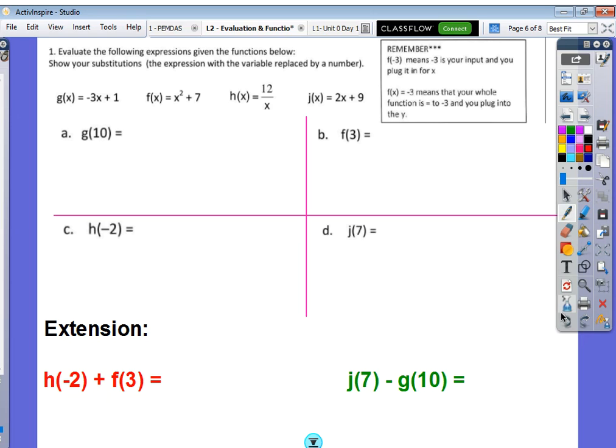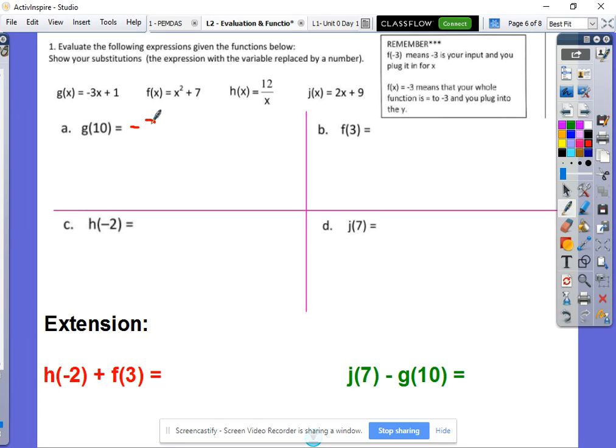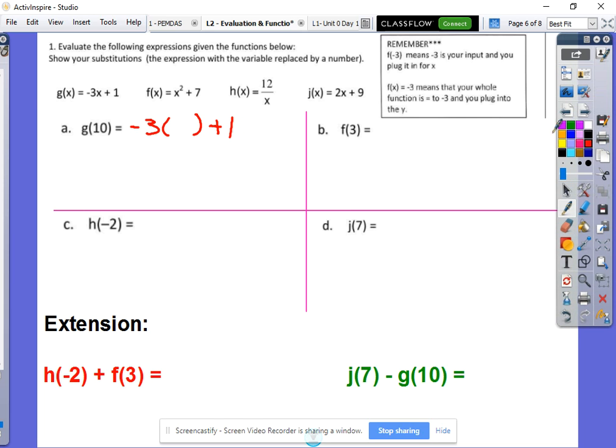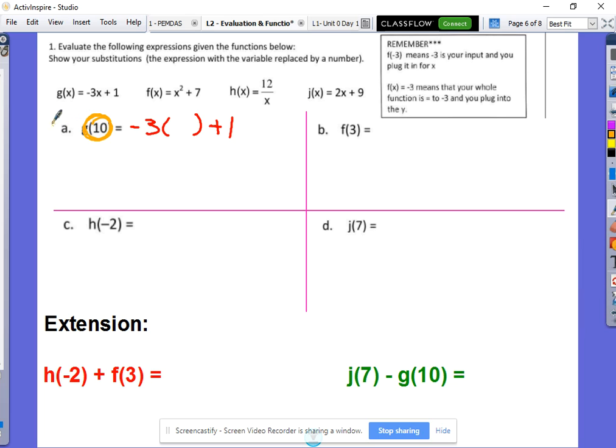All right, so g of 10, we're simply plugging in. So we have -3 times something plus that 1. And the something that we're plugging in is whatever number's right here. Remember, this part right here is not the math. What we want to do is plug in that 10. This part right here, that's the math. So if we simplify, we're left with -30 plus 1. That's going to give me -29. There's your first one.